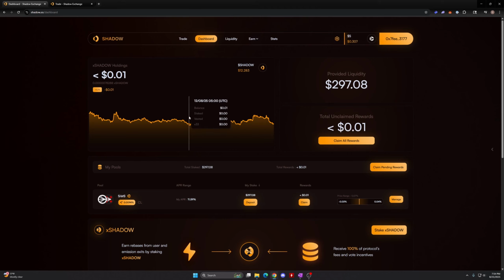So, I told you guys when we first started the video, this is now the dashboard tab. Now that we have a populated dashboard page, I can actually explain things. You can see your little pretty portfolio chart here. You can see the amount in US dollars of provided liquidity. Here's where you will be claiming your rewards.